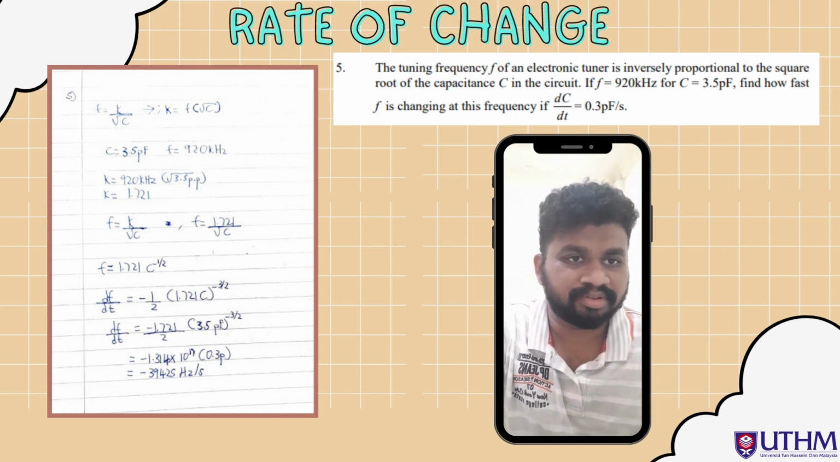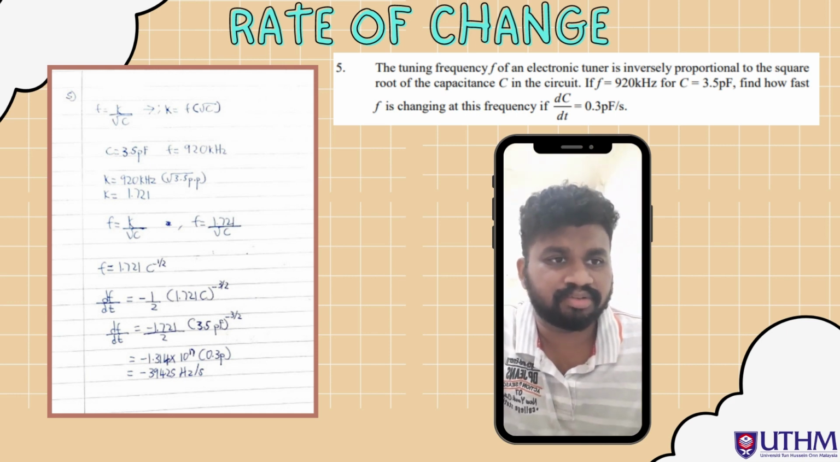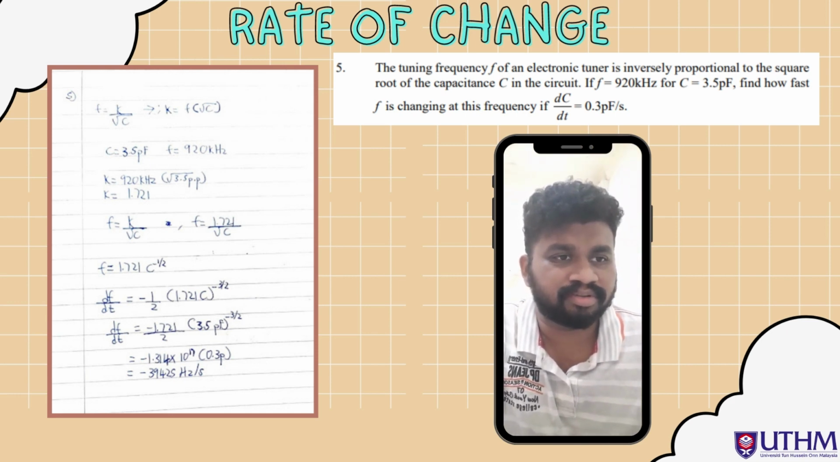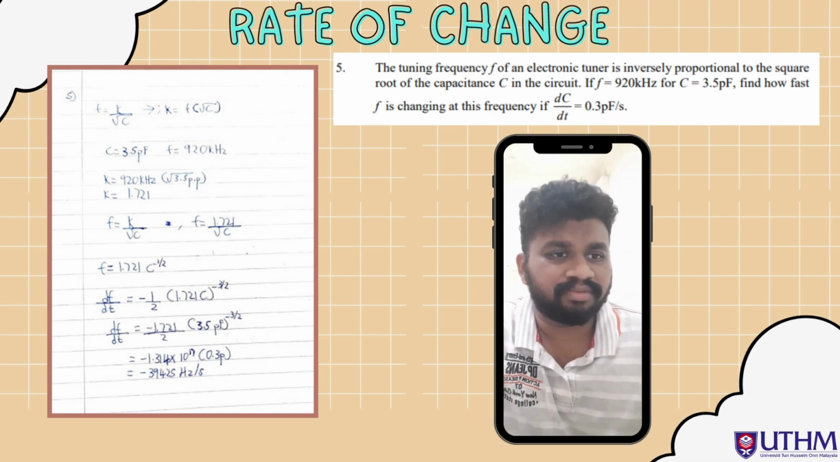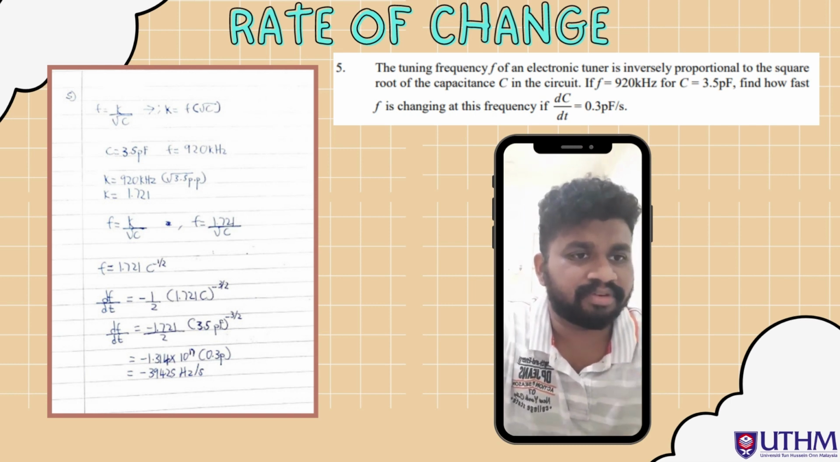First of all, the formula is f equals k over square root of C, which means k equals f times square root of C. Then the value of the capacitance is 3.5 pF, and the frequency is 920 kilohertz. So the next step is you have to multiply both of them: 920 kilohertz times square root of 3.5 pF equals 1.721.